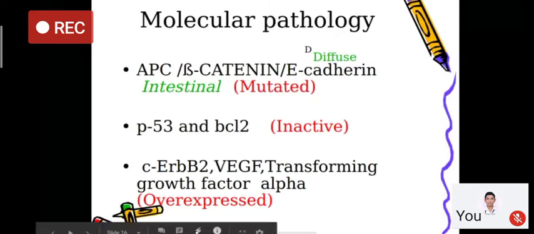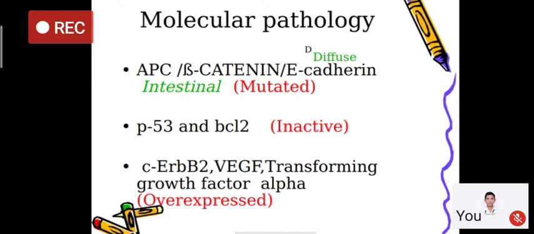And sometimes a particular genetic product or genetic expression will be overexpressed. Now, what is happening? Either it is mutated. So mutation is seen in APC or catenin. You should just remember that intestinal type of malignancies, that means relatively better, have got APC mutation, whereas diffuse type of malignancies have got E-cadherin mutation. And E-cadherin is going to give rise to a very advanced or disseminated disease.